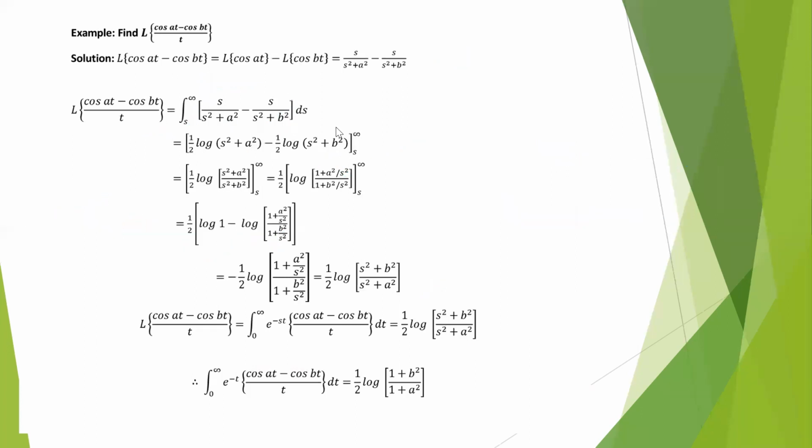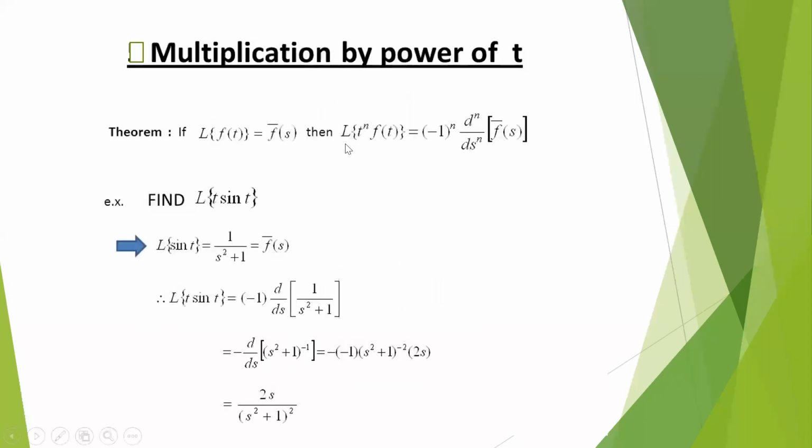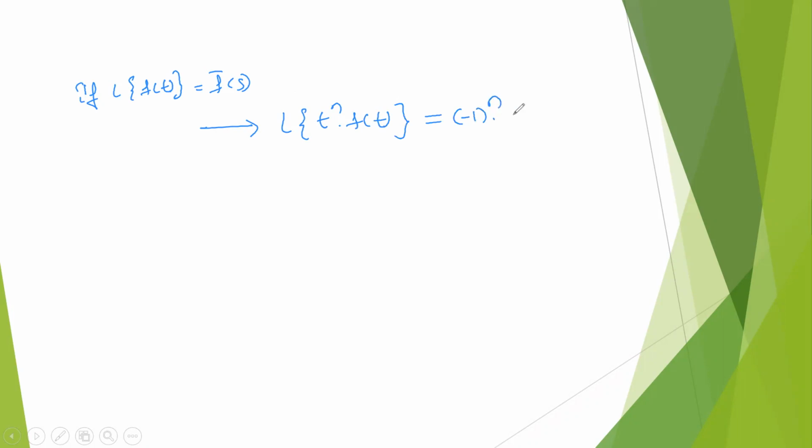After discussing division by t and multiplication by t, let us recap the formulas we have discussed right up till now. That is, the Laplace transformation of multiplication by powers of t, and division by t. If the Laplace transformation of f of t is equal to f bar of s, then in the case of powers of t, what is the formula? The Laplace transformation of t power n into f of t is equal to minus 1 whole power n into d power n by ds power n of f bar of s.